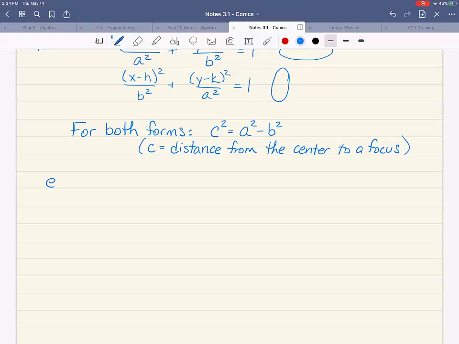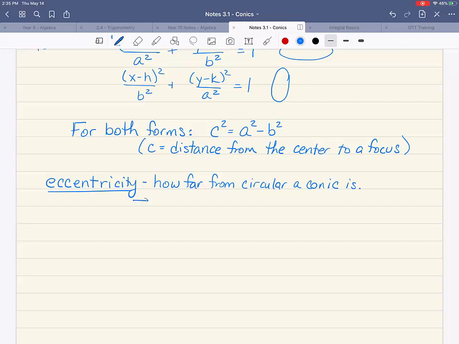Now, the other term I want to introduce to you is the term eccentricity, E-C-C-E-N-T-R-I-C-I-T-Y. Eccentricity, basically by definition, is how far from circular a conic is. Now, we didn't discuss eccentricity in the Circles 2 video because the eccentricity of a circle is 0. It is 0 away from being circular.